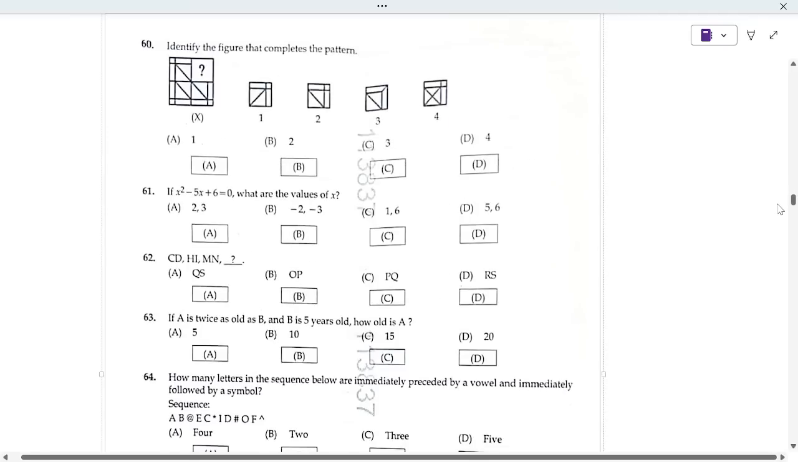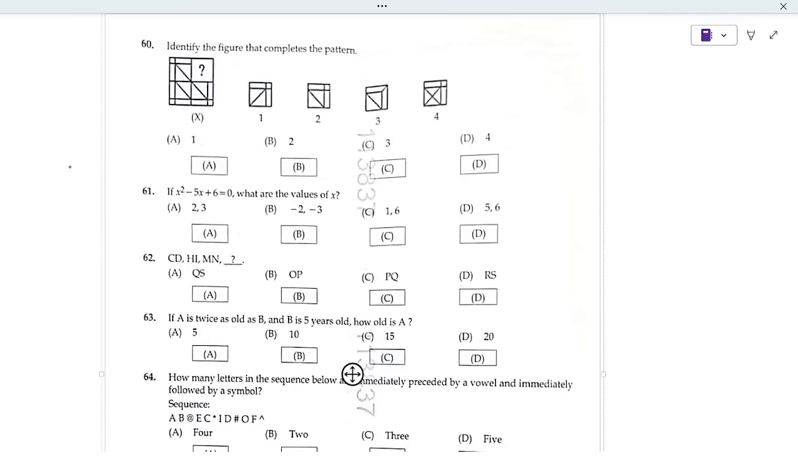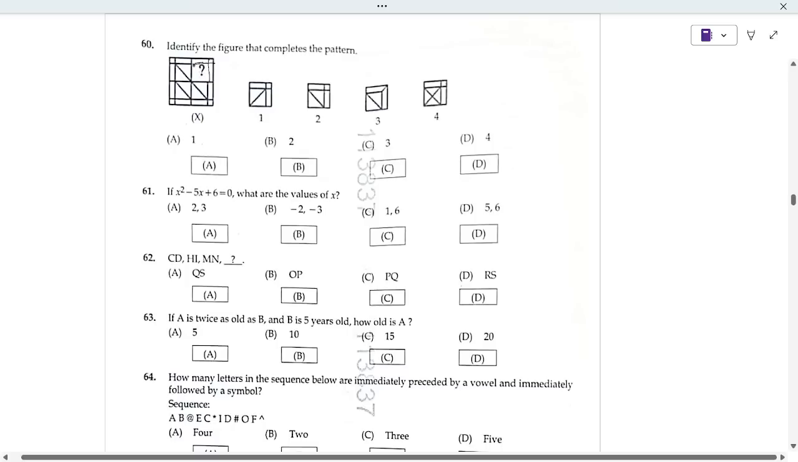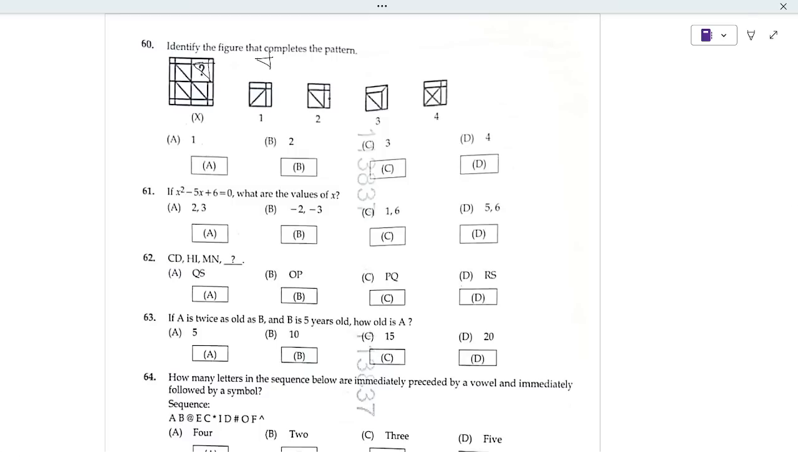Okay, 60. So here we have this one, then we have like this. That means we need like this and this. So this is the answer. 2 is the answer. B is the answer.